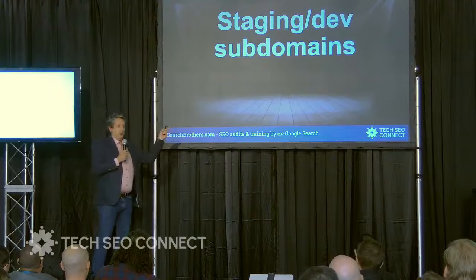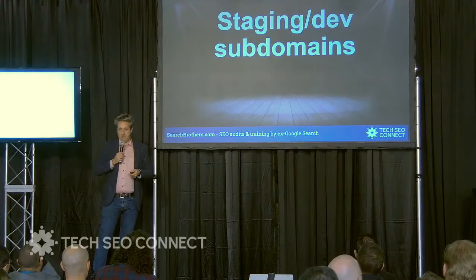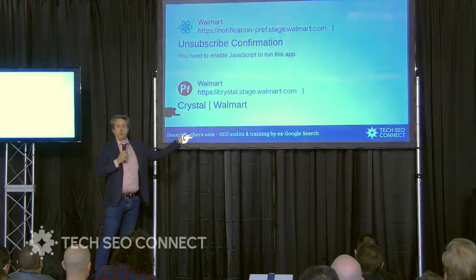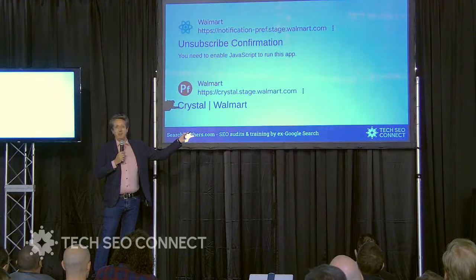Here, we want to, for example, look for staging and dev development situations. Here is Walmart with two simple staging subdomains. I'm not sure the IT team is happy that this is out, and the SEO team most definitely should not be happy that this is public and indexable.